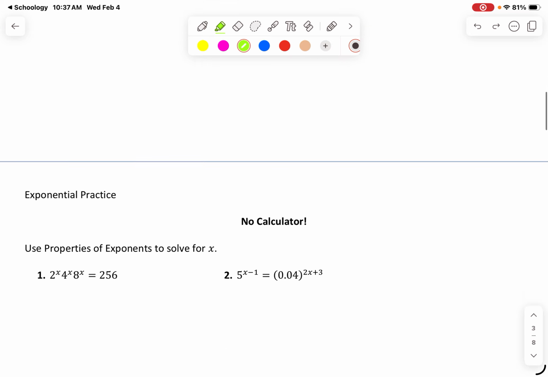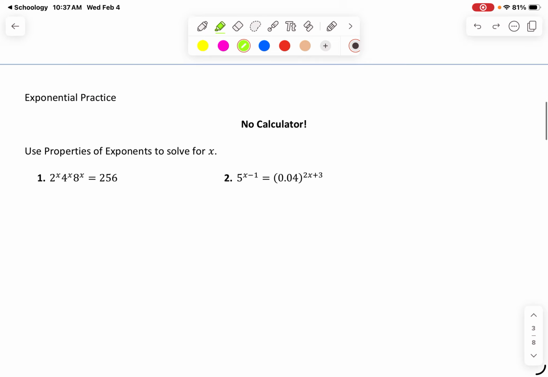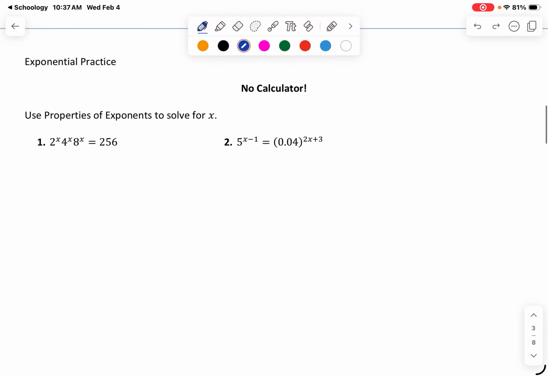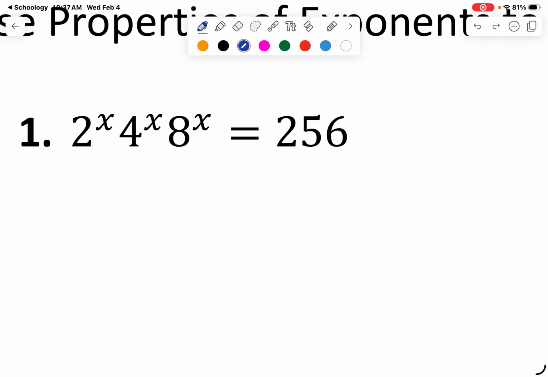Okay, so this is all no calculator here. This would be on the no calculator portion of your test, unlike number 3 here, which would be on the calculator portion. This says use properties of exponents to solve. Okay, so we have this problem right here. So I have to think about solving this without a calculator.